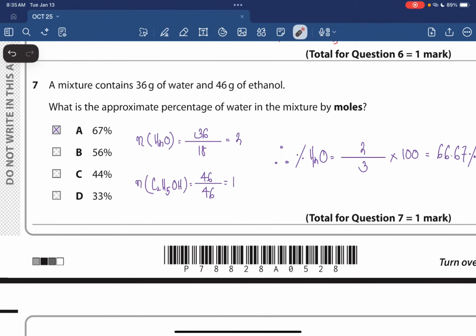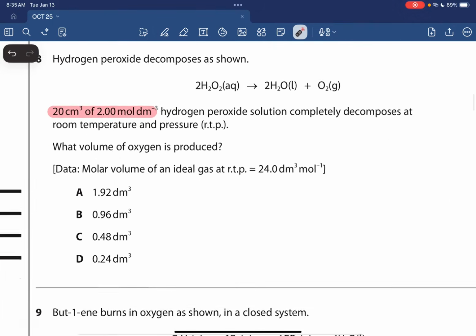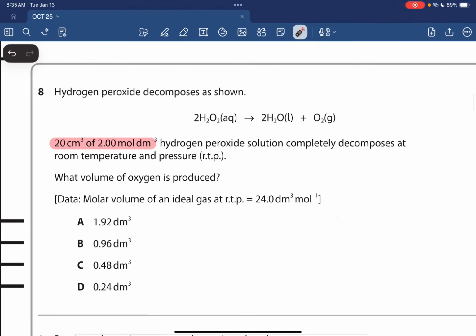Okay, moving on. Hydrogen peroxide decomposes as shown. Okay. When you heat this, it decomposes to form this and this. 20 centimeter cube of this concentration of hydrogen peroxide solution completely decomposes at room temperature and pressure. What is the volume of oxygen that is being produced? First of all, the thing is that this is an aqueous solution and you have volume and concentration, so you could easily figure out the number of moles.